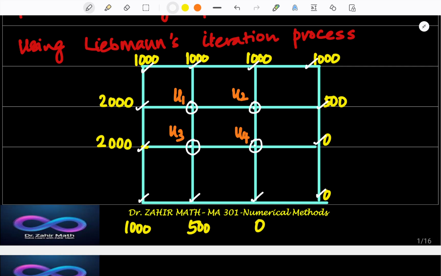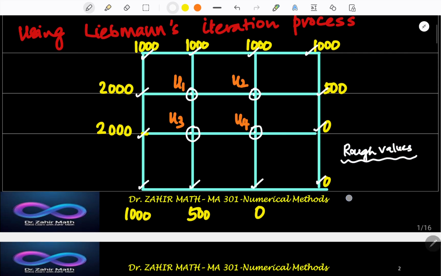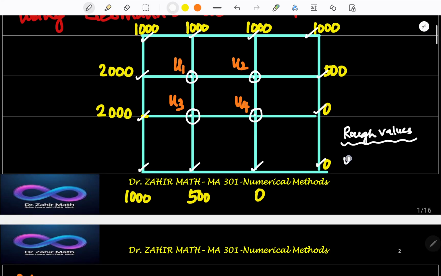First you're going to calculate rough values. It is not included in the iterations, keep in your mind. For the rough values, U1 must be calculated by DFPF. DFPF means diagonal 5-point formula. U2, U3, U4 you have to calculate by standard 5-point formula.